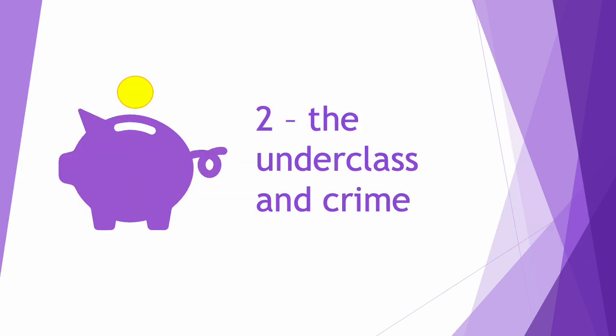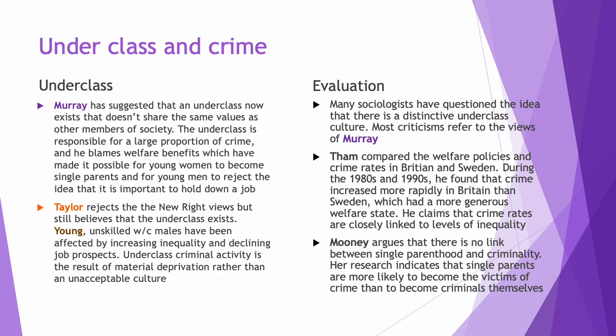The next slide is about the underclass and crime. New right sociologist Murray has suggested that an underclass now exists that doesn't share the same values as other members of society. The underclass is responsible for a large proportion of crime, and he blames welfare benefits which have made it possible for young women to become single parents, and for young men to reject the idea that it's important to hold down a job.